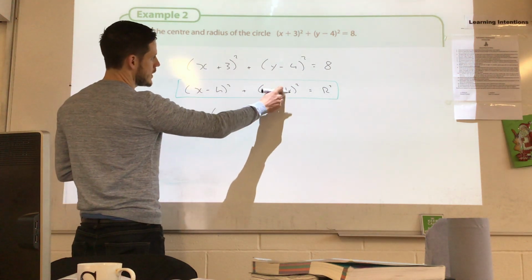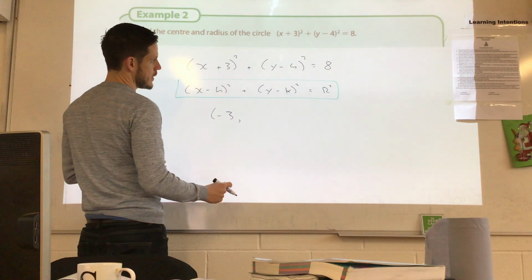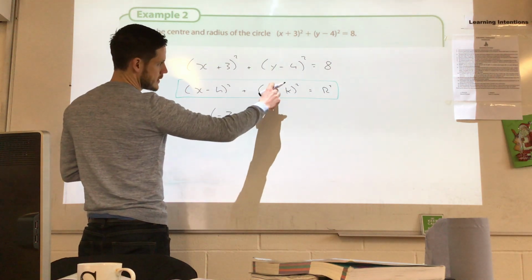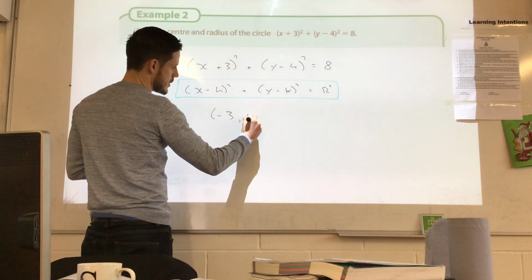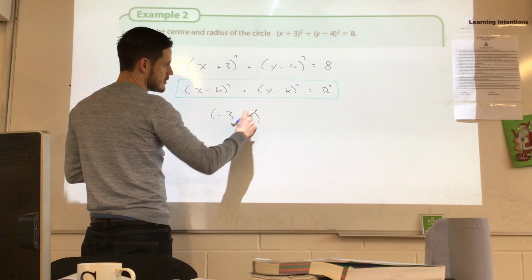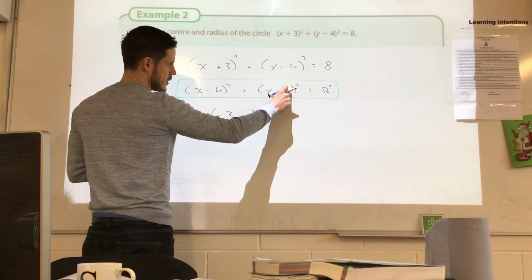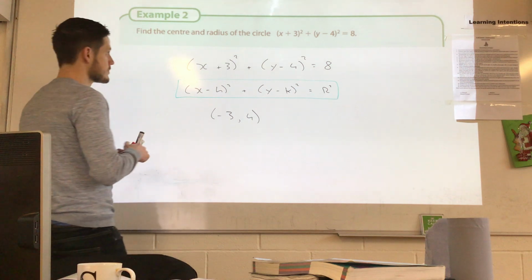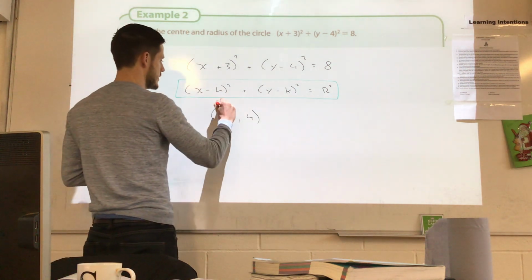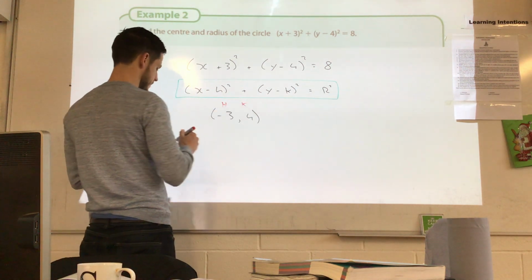Same for this one. Y minus k all to be squared. Well, we got y minus 4. Still got our minus there, so that's okay. So in this case, it's just going to be a positive 4. Let's check it. Y minus 4 all to be squared, well that matches up there. So that is my h, that's my centre, and that is my k.